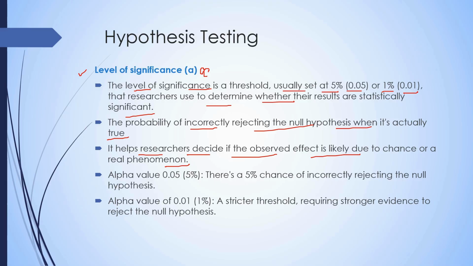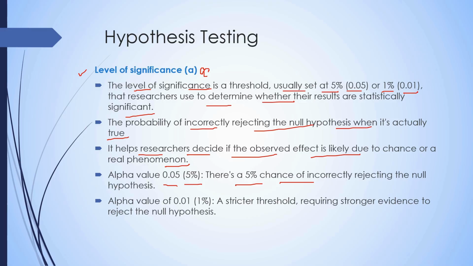Alpha value 0.05. What is meant by alpha value of 0.05 or 5% level of significance? There is a 5% chance of incorrectly rejecting the null hypothesis. When you are setting your alpha value at 0.05, this means there is a 5% chance that you are incorrectly rejecting the null hypothesis. You should not have continued with the study, but you are still choosing to continue with the study.